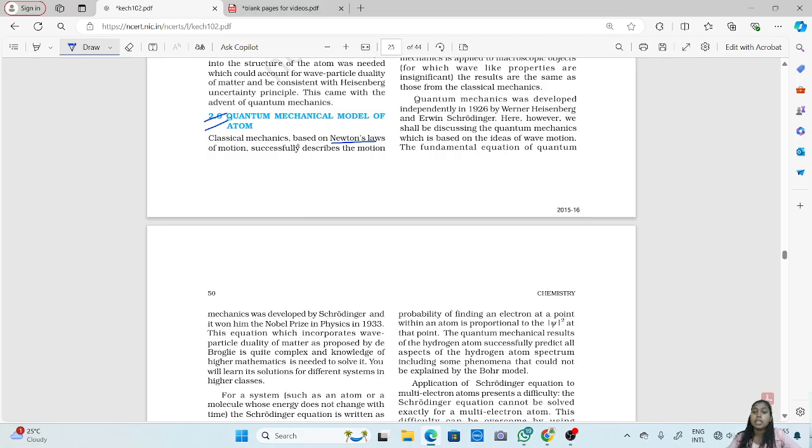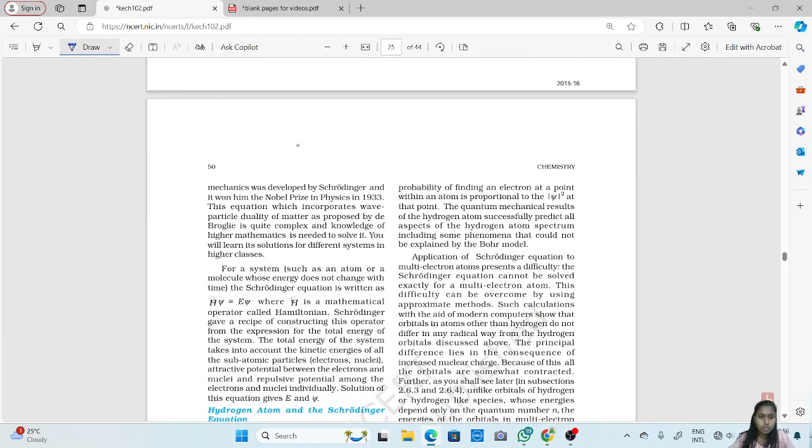Quantum mechanics was developed by two scientists, Werner Heisenberg and Erwin Schrödinger. These were the two scientists who mainly worked on quantum mechanics and developed it. However, we shall be discussing the quantum mechanics which is based on the ideas of wave motion. The fundamental equation of quantum mechanics was developed by Schrödinger, and it won him a Nobel Prize in Physics in 1933.